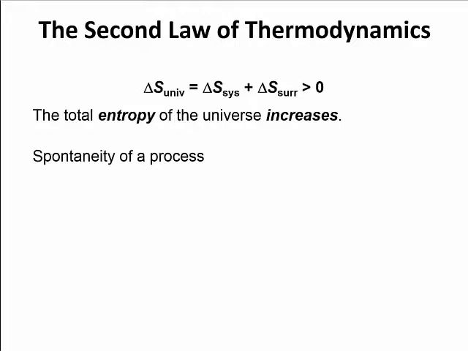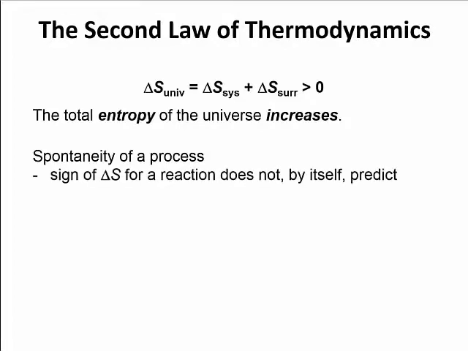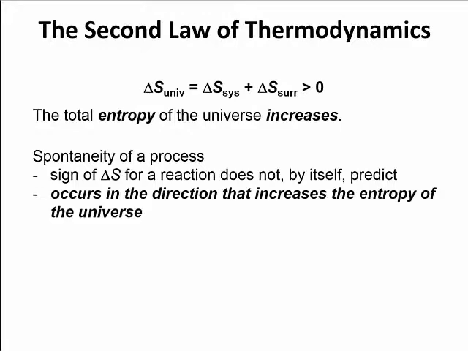All right? Now, this delta S of the universe equation is going to help us identify spontaneity of a process. The reason we need to look at this is that the sign of delta S for any reaction doesn't predict by itself whether a process is going to be spontaneous or not. What we do have to look at is that a process is going to be spontaneous in a direction that increases the entropy of the universe.